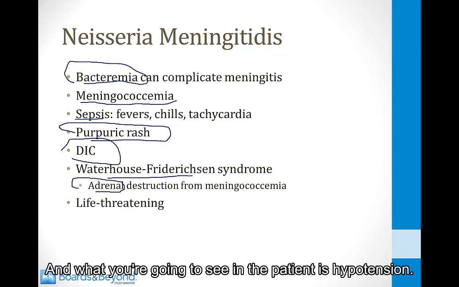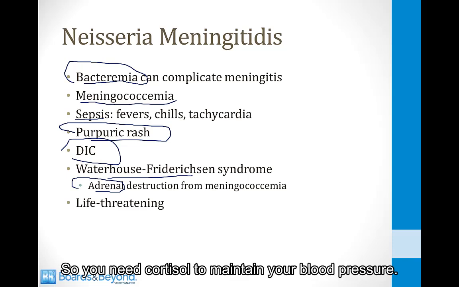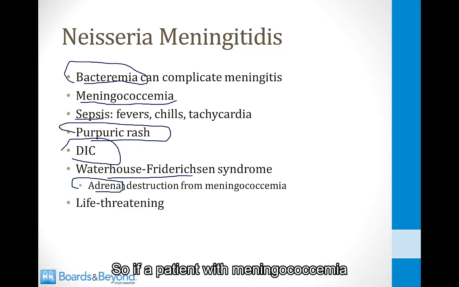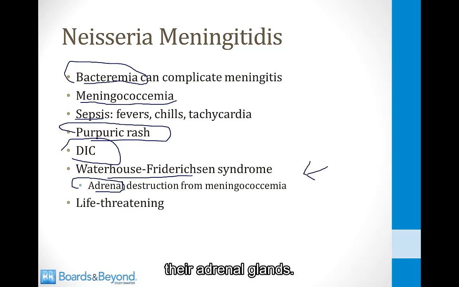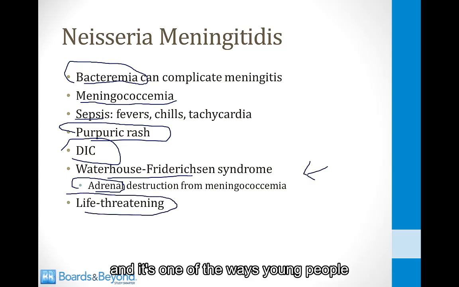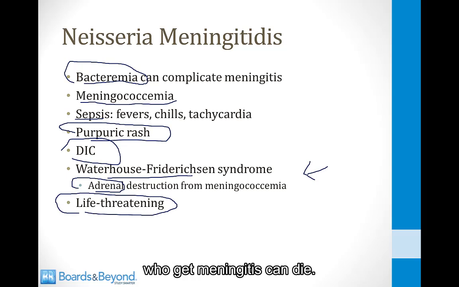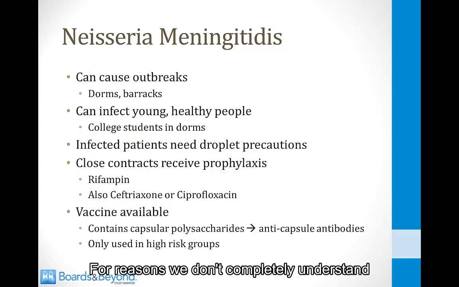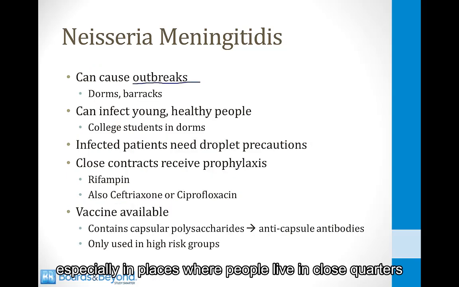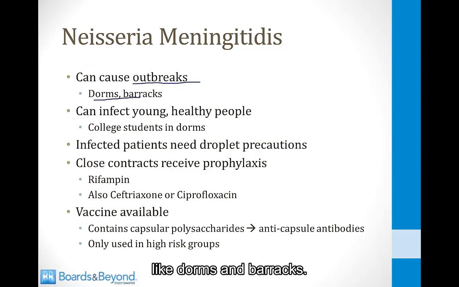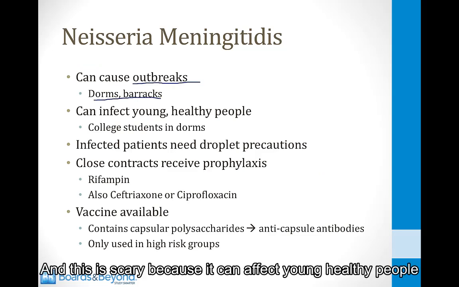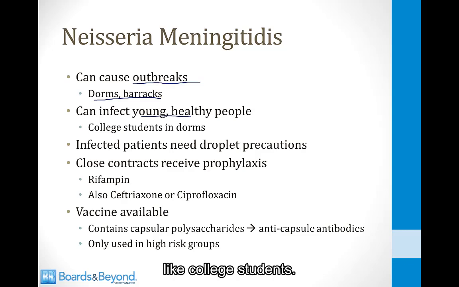And what you're going to see in the patient is hypotension, so you need cortisol to maintain your blood pressure. So if a patient with meningococcemia suddenly becomes hypotensive, you have to think that they may have just destroyed their adrenal glands. And this is life-threatening, and it's one of the ways young people who get meningitis can die. For reasons we don't completely understand, Neisseria can cause outbreaks, especially in places where people live in close quarters like dorms and barracks. And this is scary because it can affect young, healthy people like college students.